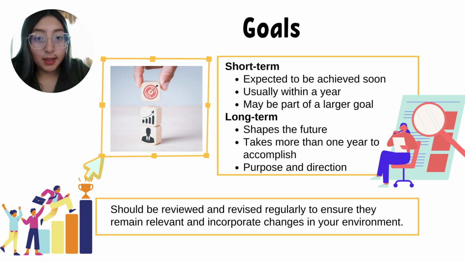Strategic planning is a process that requires establishing short and long term goals, which must be related to the vision. A short term goal is one that you hope to achieve soon, usually within a year. It can be part of a larger long term goal or a complete goal on its own. Long term, on the other hand, is a goal that shapes the future. It is an outcome you want to achieve, taking more than a year to accomplish.